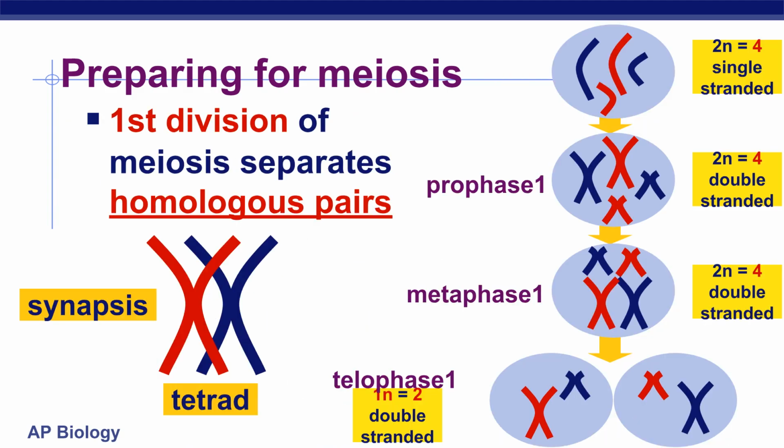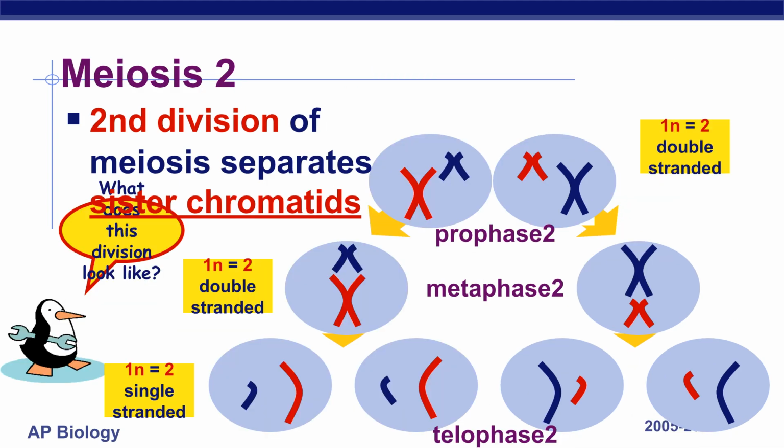The first division of meiosis separates homologous pairs. During prophase I, homologous chromosomes undergo synapsis, forming a tetrad. By telophase I, the cell divides, resulting in two cells, each with a haploid number of double-stranded chromosomes. Meiosis II is the second division, separating sister chromatids. Starting with the products of meiosis I, prophase II leads to metaphase II, where chromosomes line up. Anaphase II separates the sister chromatids, resulting in 4 haploid, single-stranded cells in telophase II.